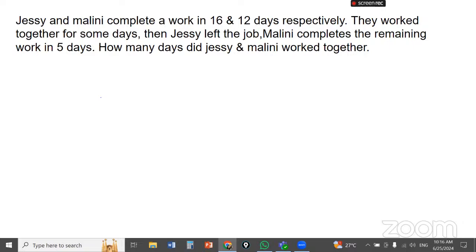Okay, this is the next one. Jesse and Malini complete a work in 16 and 12 days respectively. They work together for some days. Then Jesse left the job. Malini completes the remaining work in 5 days. How many days did Jesse and Malini work together? So we don't know the number of days they worked together. We have to find that. The remaining work is completed by Malini in 5 days.